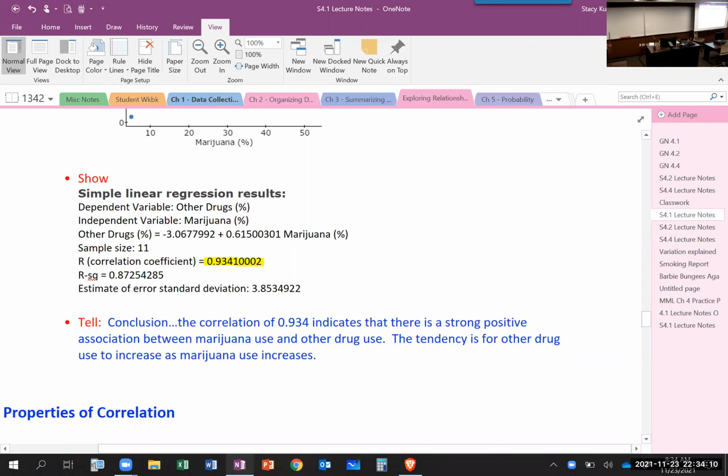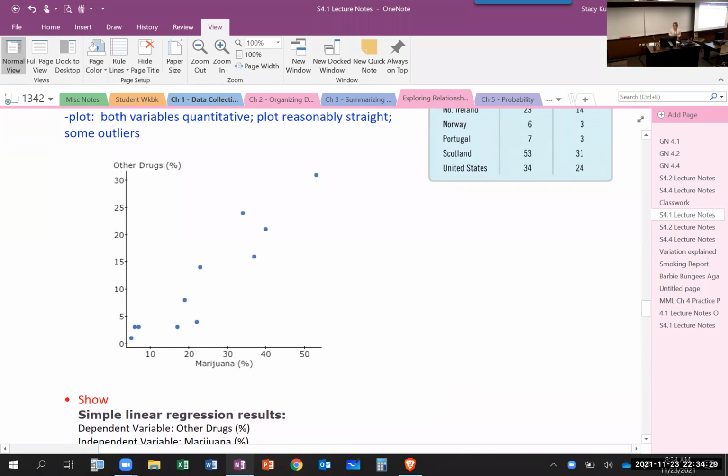Remember I said if R is closer to 1 or -1, we have a strong relationship, and the closer it is to 0, we have a weaker relationship or no relationship. 0.934 indicates a rather strong relationship. I would concur with you all that just looking at the 11 data points up there, it looked kind of moderate to me as well. So understand that the modifier we're using, strong, moderate, whatever we want to call it, is somewhat subjective again, okay?